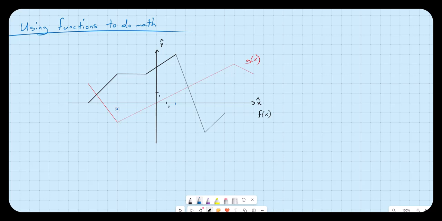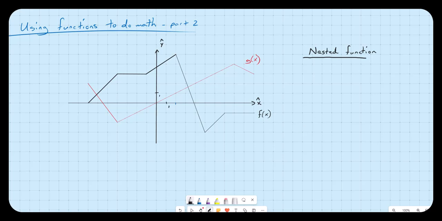I'm going to call this one Using Functions to Do Math, Part 2. I'm going to stick with these same functions I had from before, this f of x and this g of x, and I want to look at something that is called a nested function, because if I can evaluate these nested functions, then I can pretty much do all the function things. So I'm going to start there.